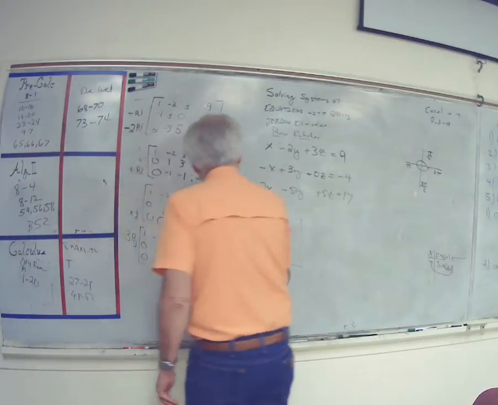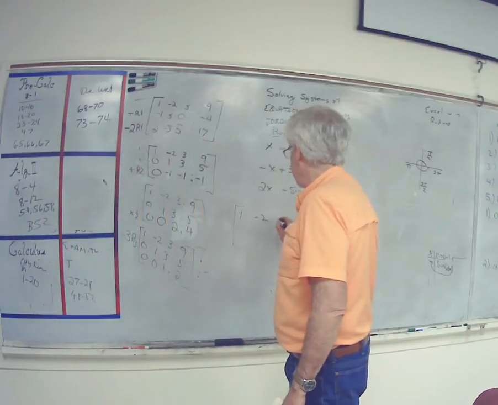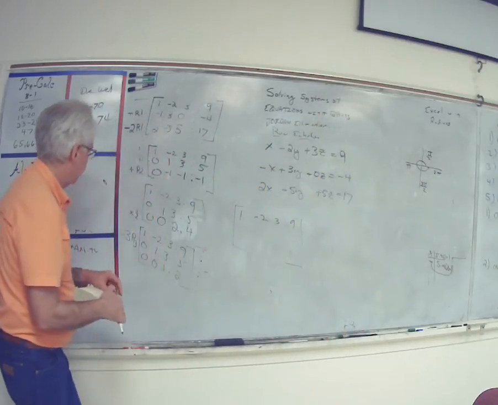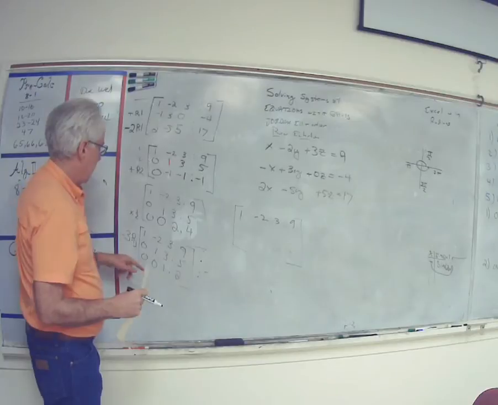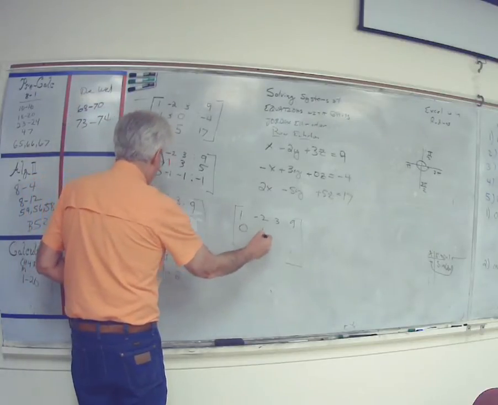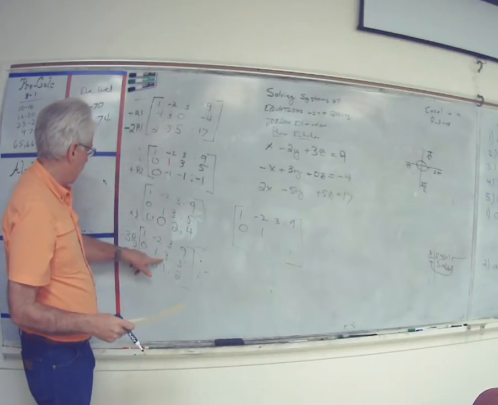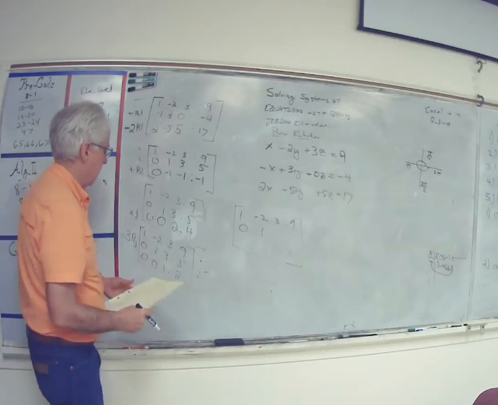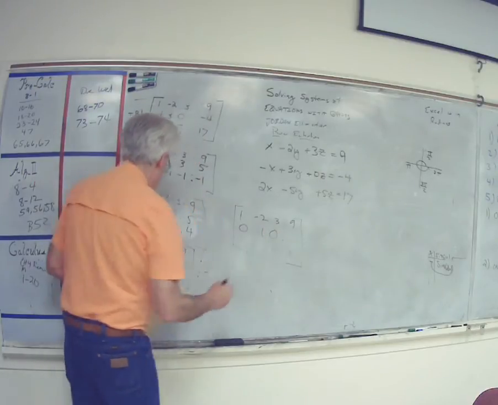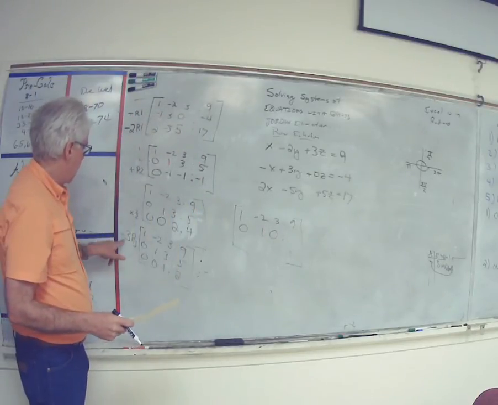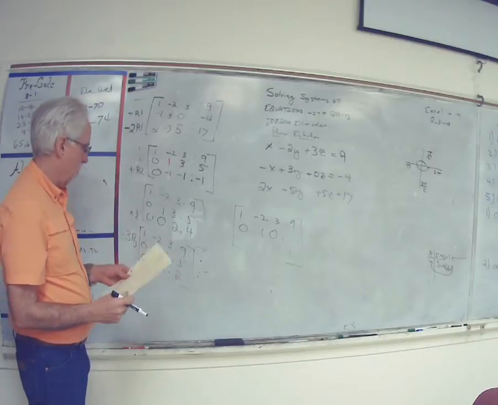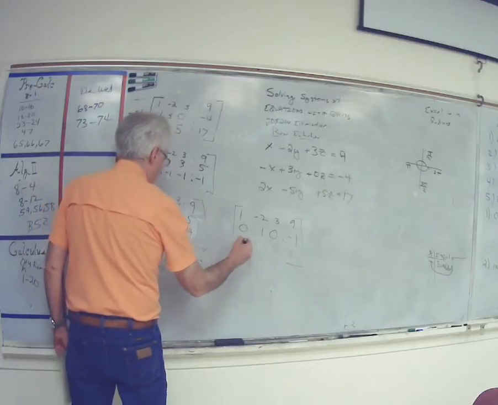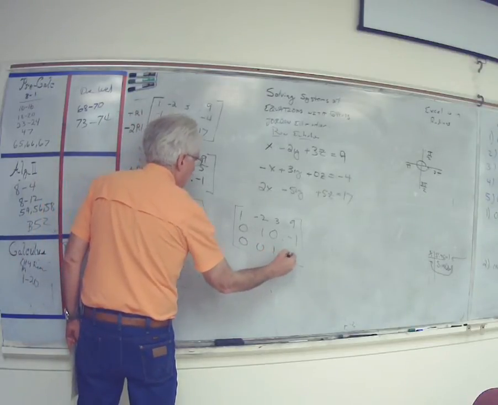And so here I'm going to have 1, minus 2, 3, and 9. And then I'm going to have 0 still, and a 1. And then I'm going to have 3 minus 3 times row 3 is going to make that a what? 0. Okay? And then I'm going to have 5 minus 3 times 2 is going to become what? Negative 1. And then I still have this one: 0, 0, 1, 2.